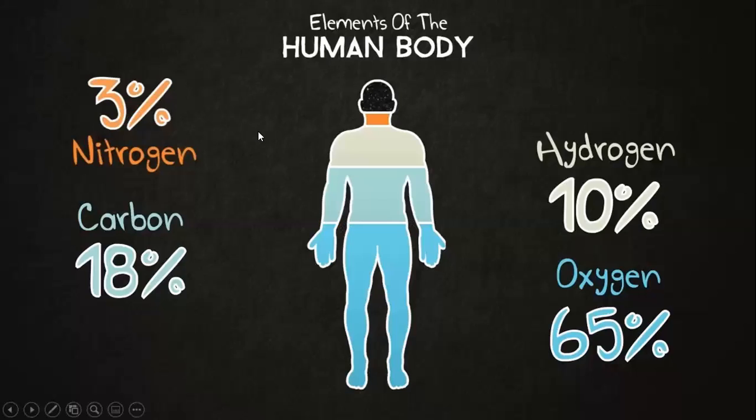Here, you can see the main four elements in a human body in percentages. The major part of our body contains oxygen in 65%, carbon in 18%, hydrogen in 10%, nitrogen in 3%.